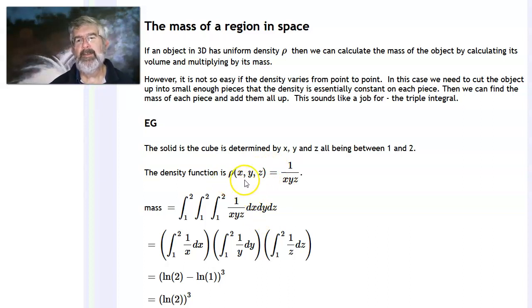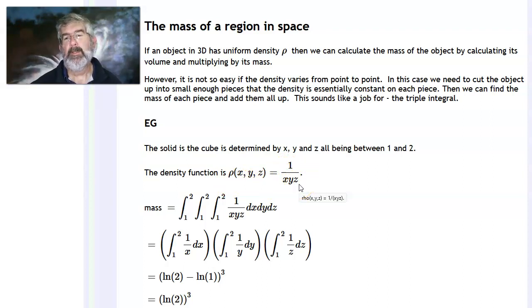The density function I'm going to say is 1 over x times y times z. So the closer to the origin you are, the more dense it is, and the further away, the less dense. Well, it's not exactly that, but bigger x, y, and z will make bigger denominators to make a smaller density. Notice, of course, you don't want to plug in 0, 0, 0, because then that would be infinitely dense, and that's not practical here for doing these integrals.